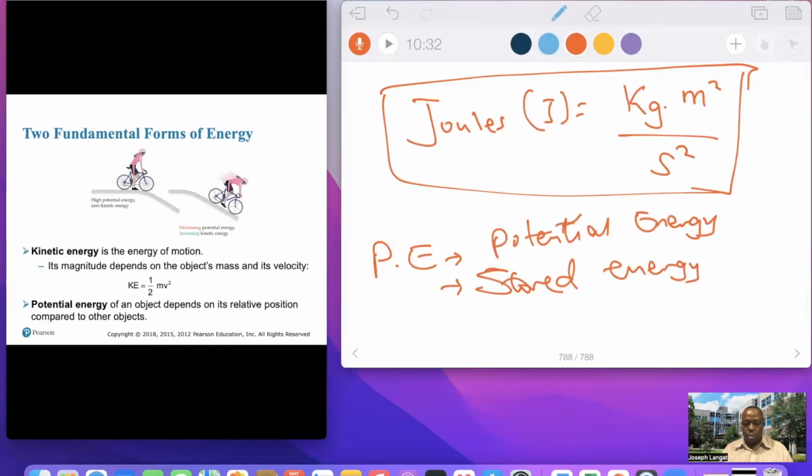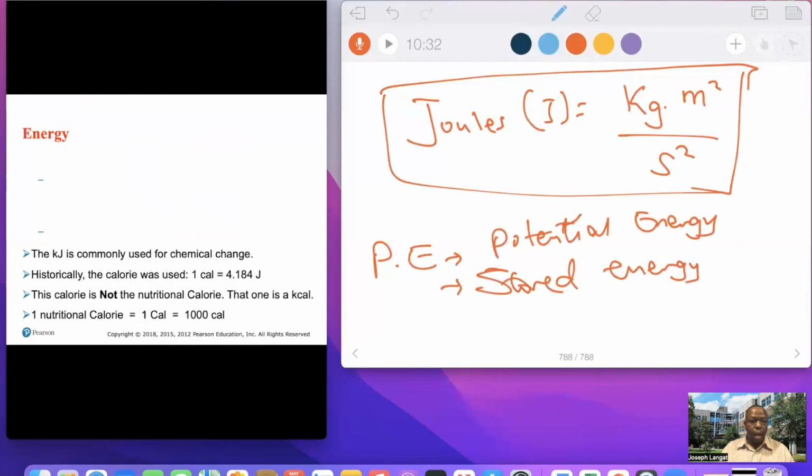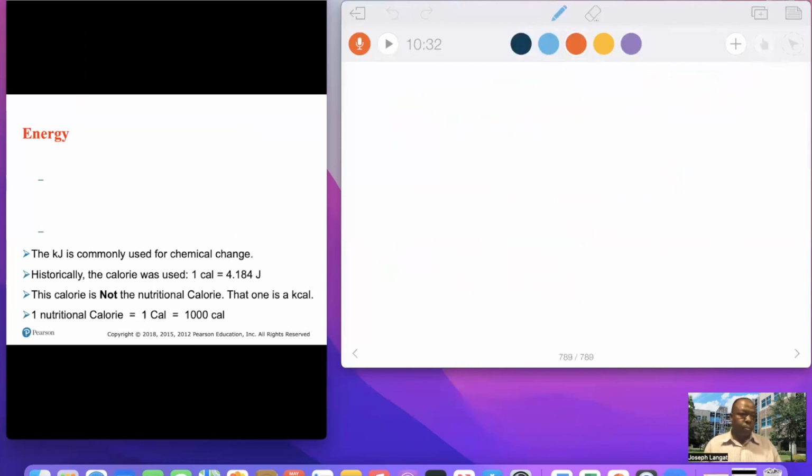Let's go back to the calculation of energy. There is one example I want to solve, but before we look at that, still on energy, all right. Nutritionists use the calorie, which is the uppercase Calorie, to mean 1,000 lowercase calories.